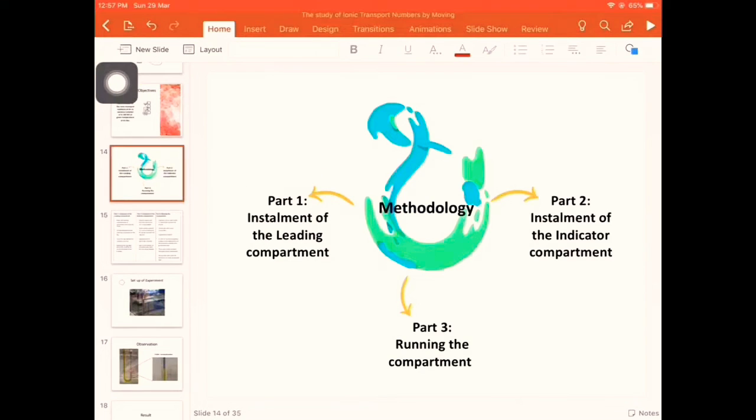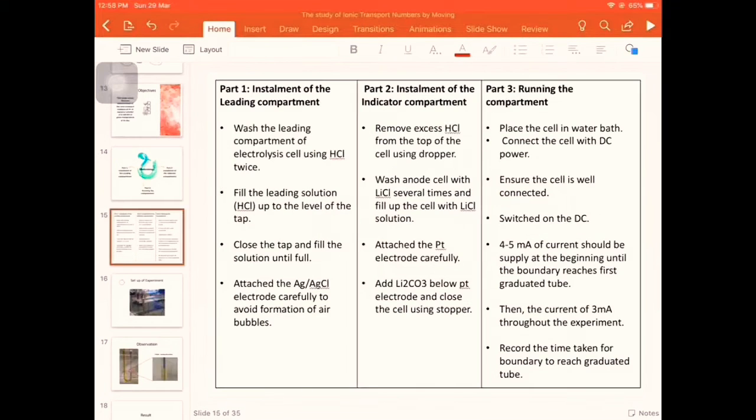So for the methodology, I simply say that there are 4, but I try to mention here there are only 3 that we do. The first one is installment of the leading compartment, the second is installment of the indicator compartment, and the third is running the compartment. So part one is the installment of the leading solution.